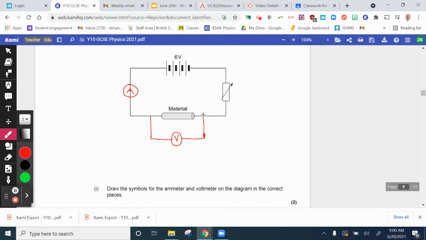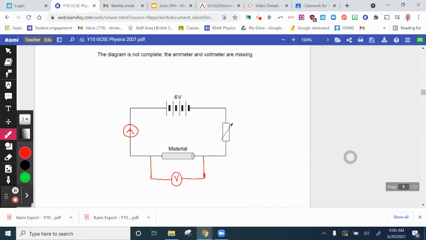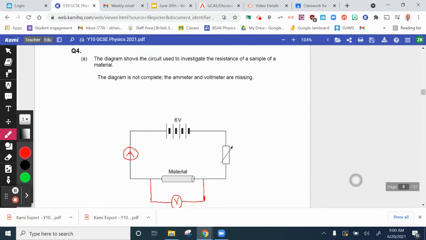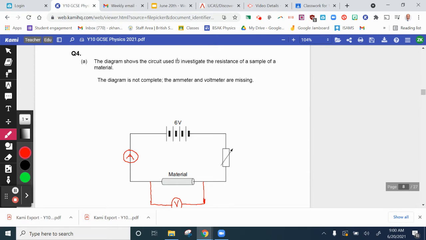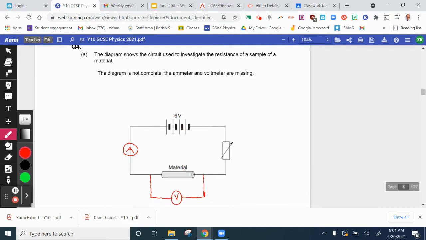So a voltmeter is always connected in parallel and around the component that you are investigating. So here we are investigating the resistance of a sample of a material. There is our material, so therefore our voltmeter must be around that material. Okay, so that's around there.